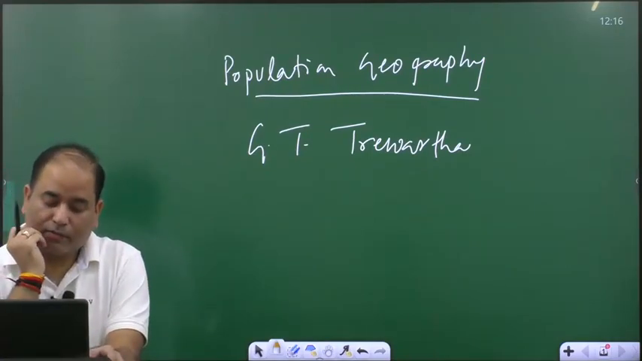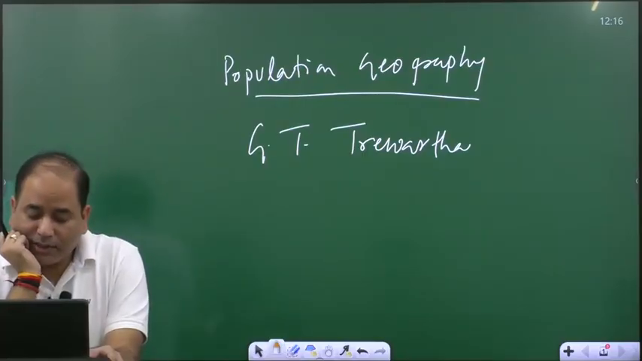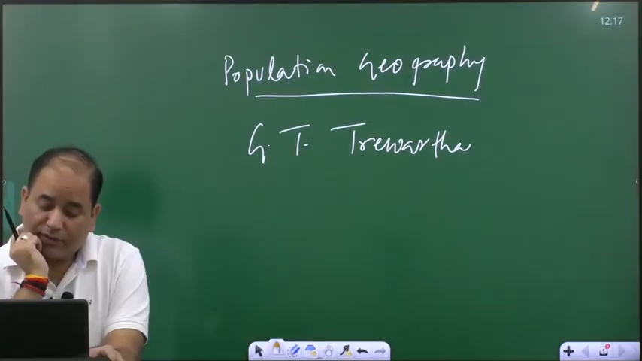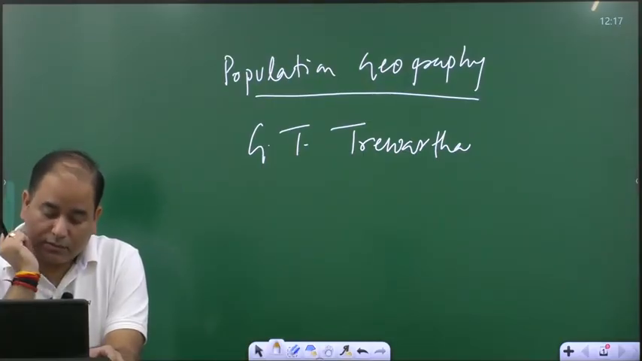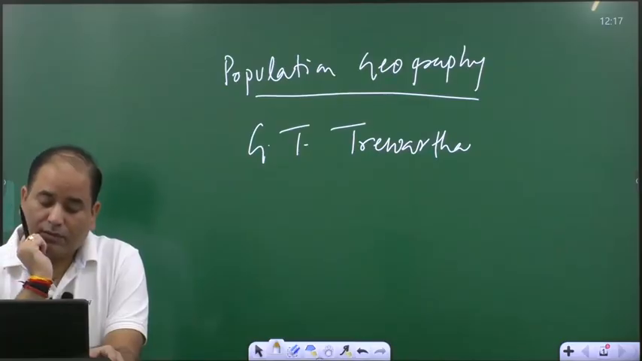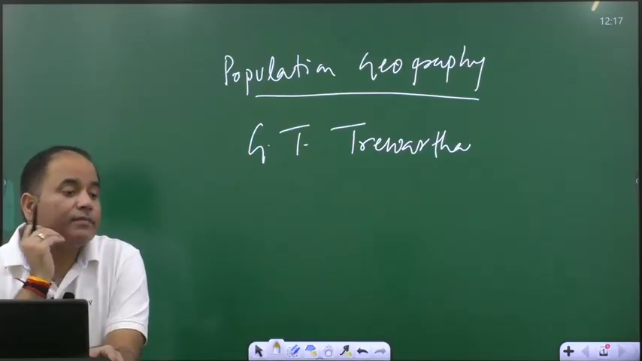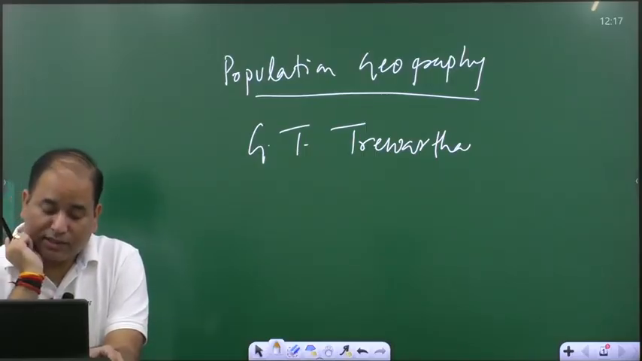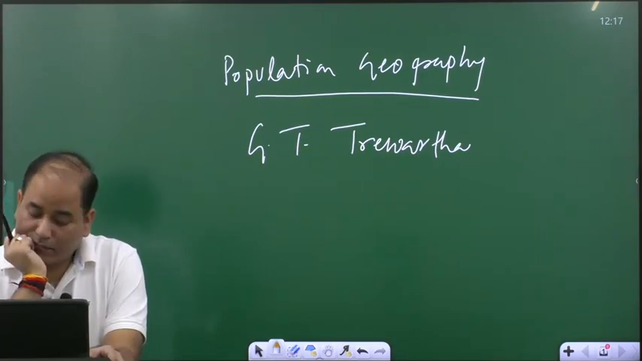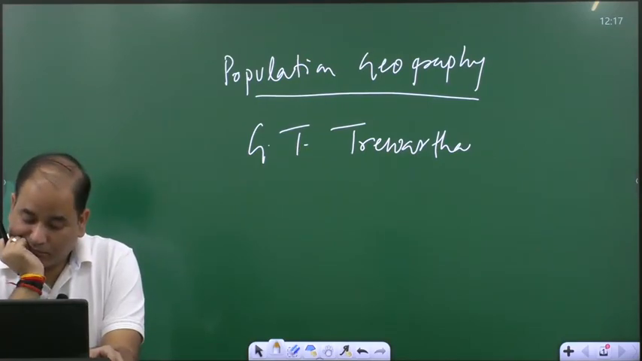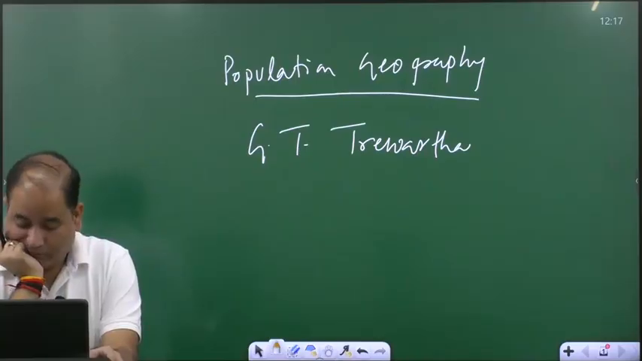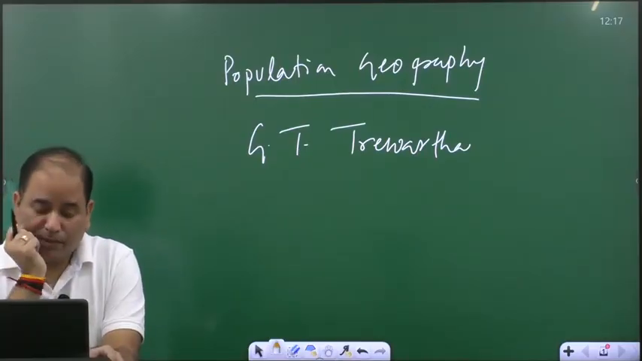Next point. Trevartha stressed that population geography is concerned to understand the regional differences in the earth covering of people.